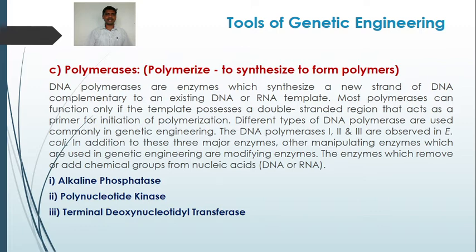Most polymerases can function only if the template possesses a short double-stranded region that acts as a primer for initiation of polymerization. If you see the DNA replication, it has been performed by the DNA polymerase enzyme. These enzymes require a short double-stranded region to start the DNA replication. That can be provided by the RNA primer. So this short double-stranded region acts as a primer for initiation of DNA replication or polymerization.